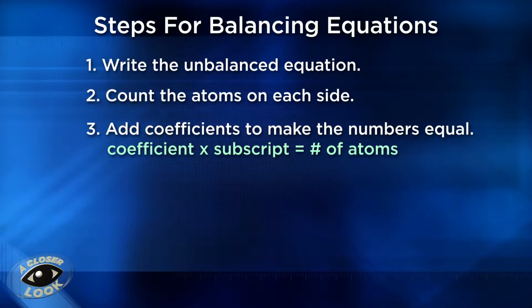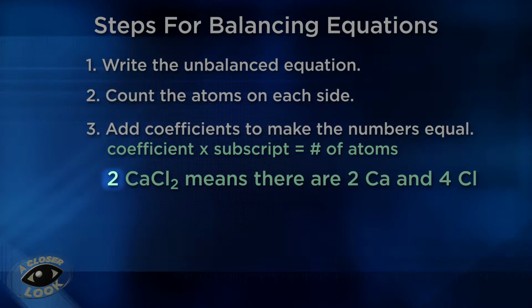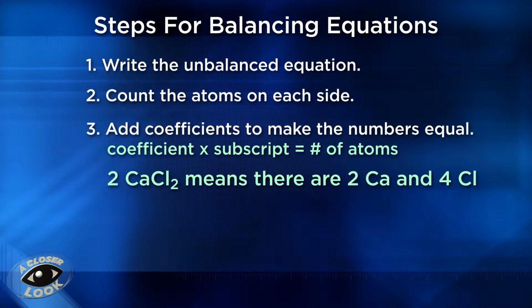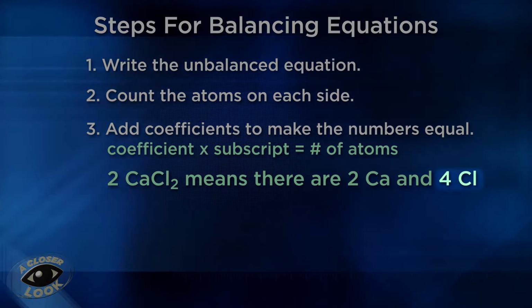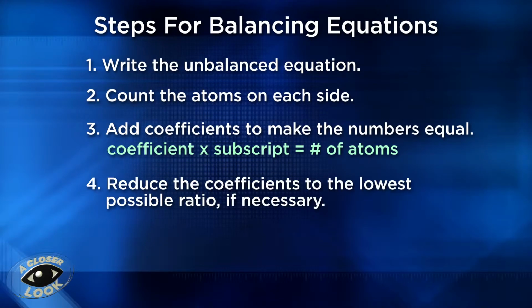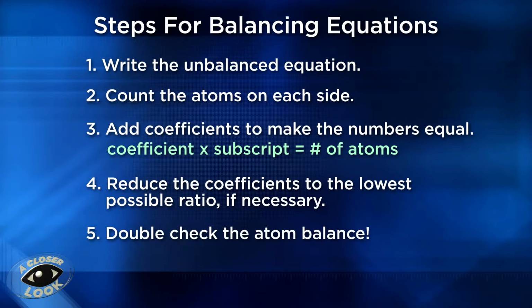For example, placing a coefficient of 2 in front of the formula CaCl2 would mean that there would be 2 calciums and 4 chlorides. Then, once you think the equation is balanced, check to see if all the coefficients can be reduced. If they can, reduce the coefficients to the lowest possible ratio. Finally, double-check that the number of atoms is the same on both sides of the equation. That's when you know it's balanced.